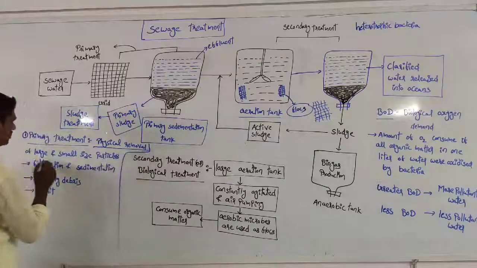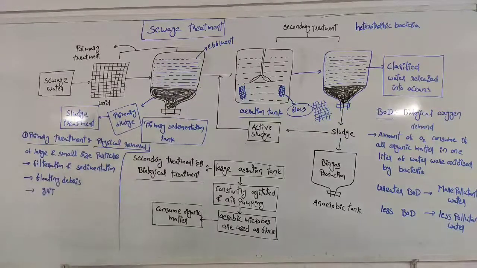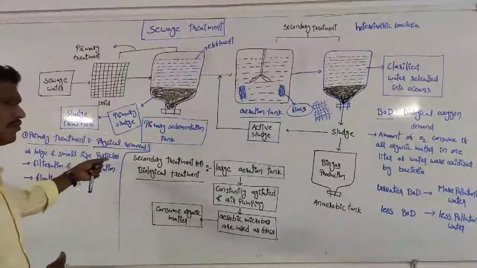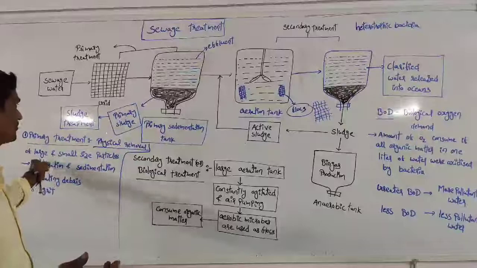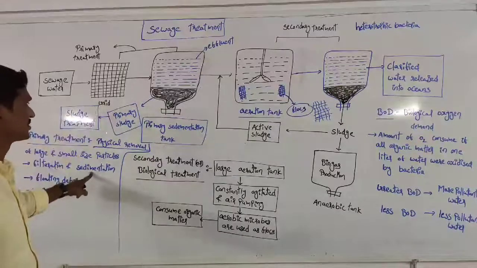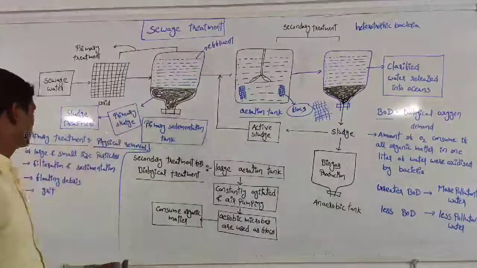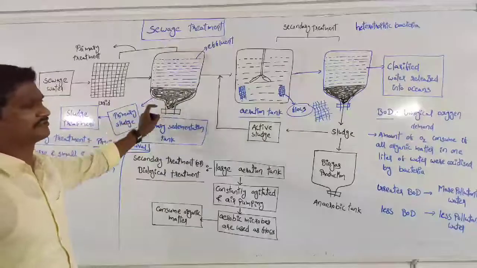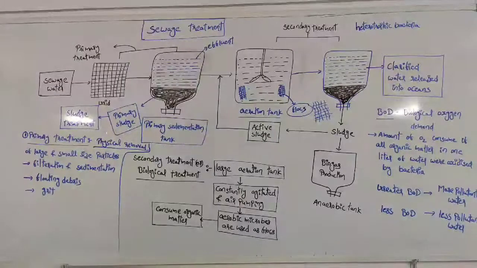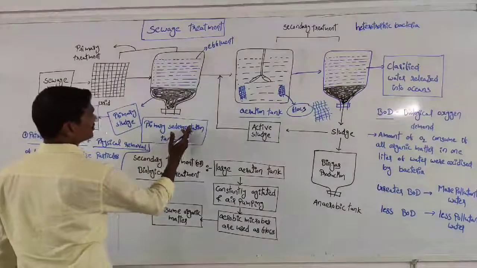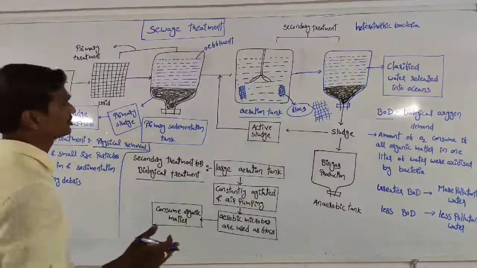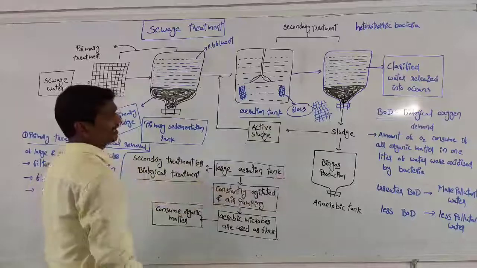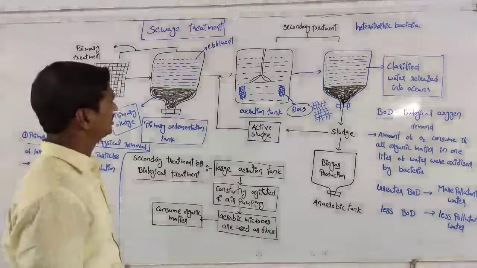Here, physical removal means the floating contents are removed. And next, large and small size floating contents are removed. This is like filtration. And this is like sedimentation. Floating debris is separated, and grit is also separated. So this is the primary treatment process. After that, the effluent is collected for the secondary treatment.